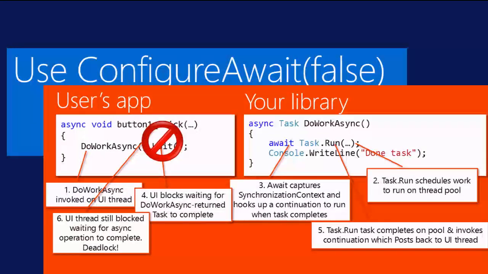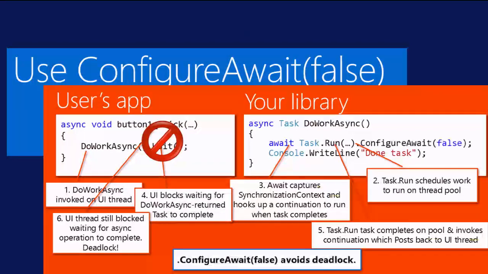So what can we do instead? Well, we can't change what the user is going to write. They're going to do whatever they want to do. We can change what we do on our end by adding ConfigureAwait. So you see, we now added ConfigureAwait to our API. We're awaiting Task.Run, and then we're calling ConfigureAwait before we await it, right? What that does is it means that when we await, we're no longer capturing the synchronization context.